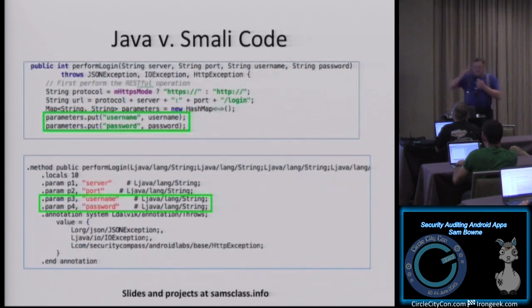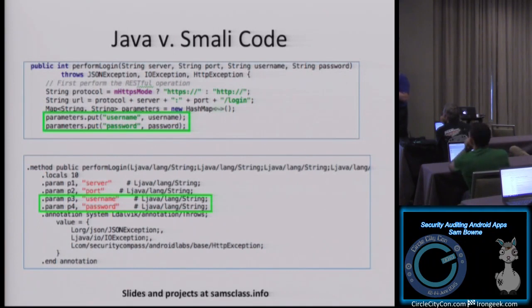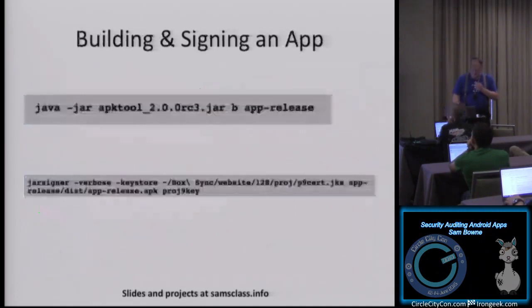And there's the difference between Java and Smali code. This is the Java up here that's going to put username and password into variables, and here's what it looks like doing it in Smali. It defines parameters, username, and password. It's a little messed up, but it's not really much harder to read than Java, and it's not much harder to change than Java.